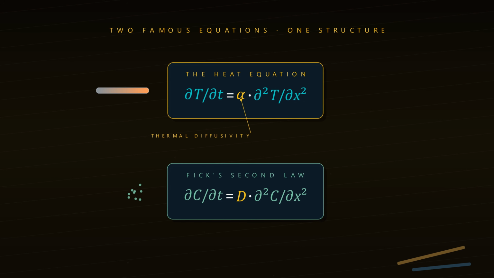Fick's second law of diffusion, partial C over partial t, equals D times partial squared C over partial x squared, describes how a concentration of particles, gas molecules, solute, impurities spreads through space. D is the diffusion coefficient. Same equation form, completely different physical phenomena. This is one of the beautiful unifying powers of mathematics.